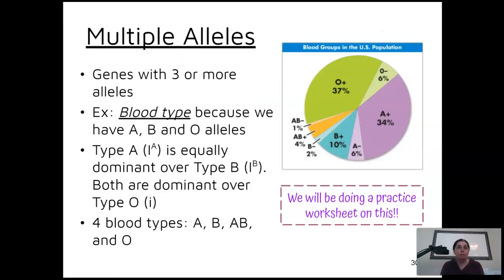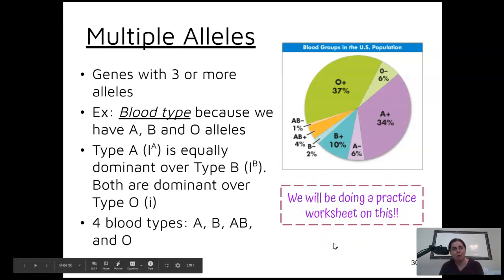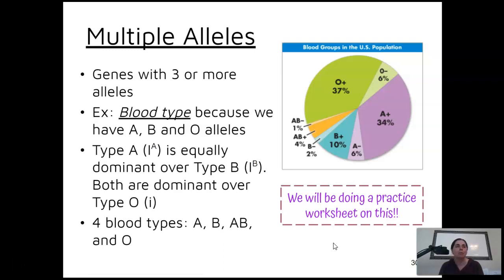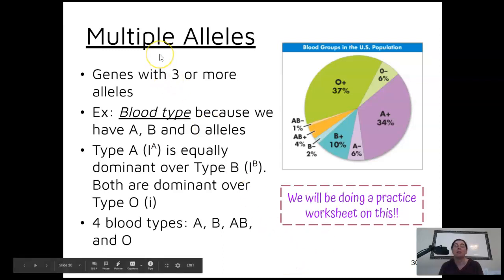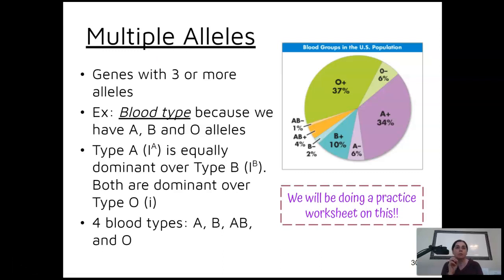Another thing that we have is multiple alleles. Notice in the box here, we will be doing a practice worksheet on this, so don't worry, we will get plenty of practice with blood types. So blood types are a perfect example of multiple alleles because this has genes that have 3 or more alleles that type for it or code for it. So blood type, because we have 3 main blood types, we have A, B, and O.